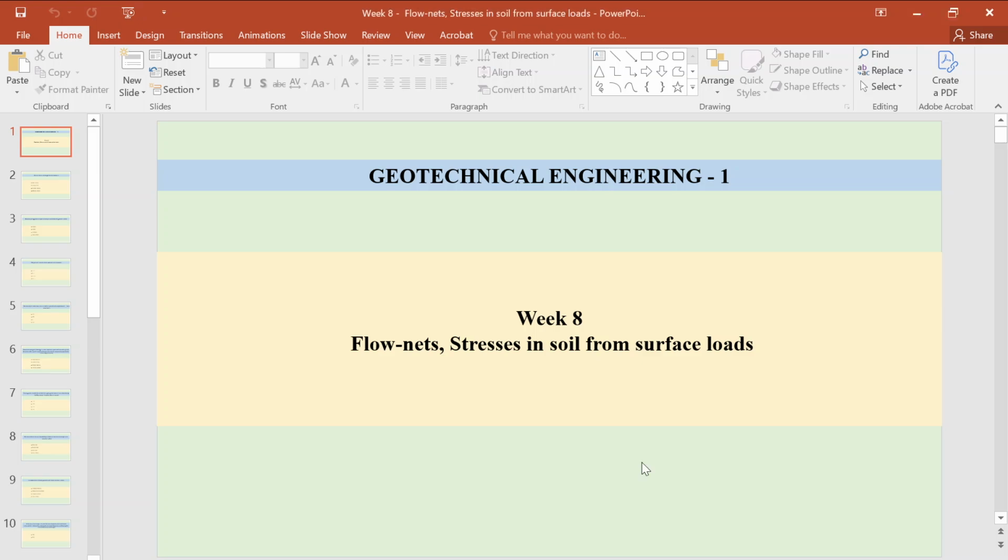In the previous class, I think I told you about Boussinesq's theory. In this class, the topic is flow nets and stresses in soil from surface loads. Flow nets is a part of the seepage analysis which was done, I think, in the 7th week, isn't it? Seepage analysis was done in week 7.